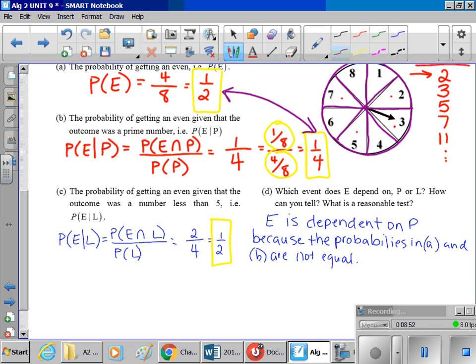All right. Now, E is independent of L because the probabilities in A and C are equal.